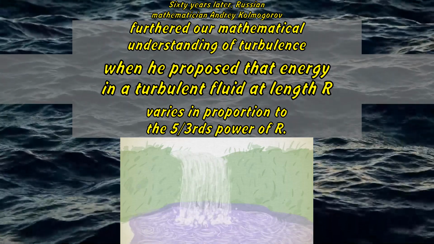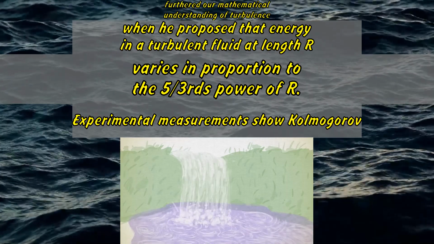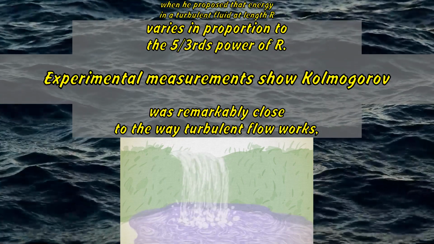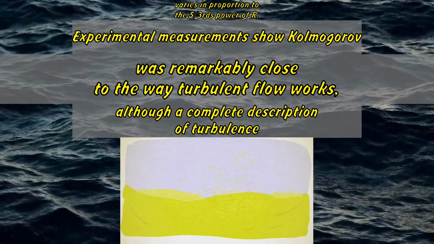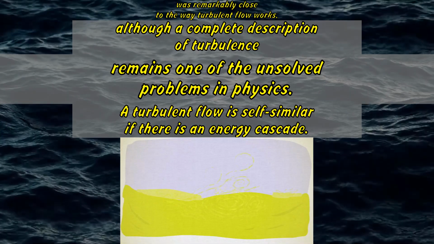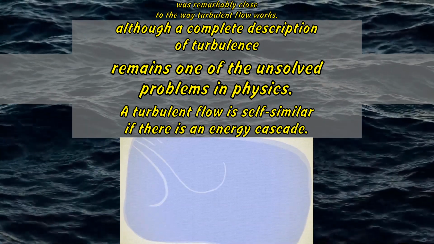60 years later, Russian mathematician Andrei Kolmogorov furthered our mathematical understanding of turbulence when he proposed that energy in a turbulent fluid at length r varies in proportion to the 5/3 power of r. Experimental measurements show Kolmogorov was remarkably close to the way turbulent flow works, although a complete description of turbulence remains one of the unsolved problems in physics.